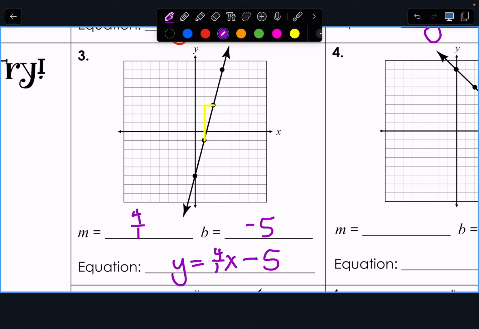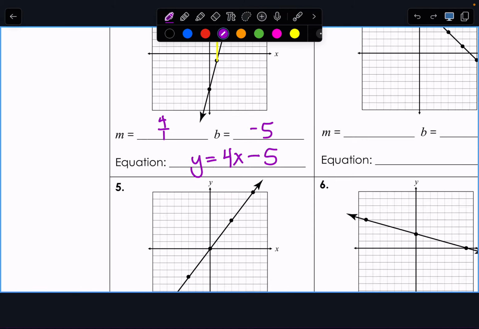Do you have that written? 4 over 1 is the same as just a normal 4, so either one I will be okay with. If you write 4x minus 5, or if you write 4 over 1x minus 5, I'm cool either way, okay?